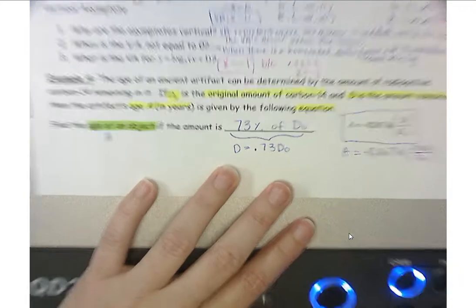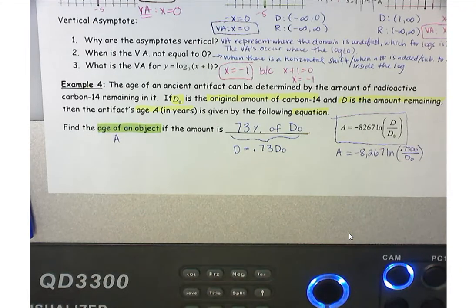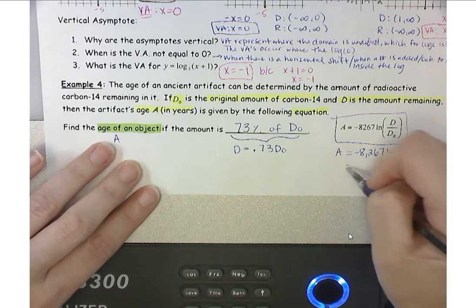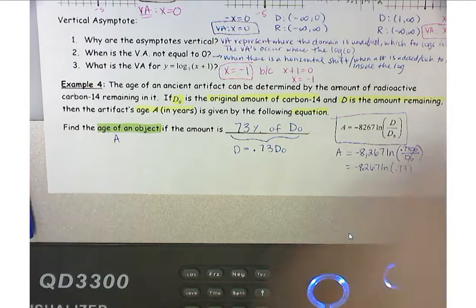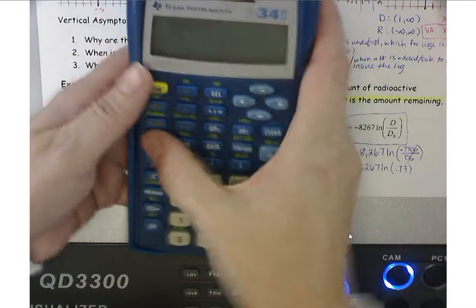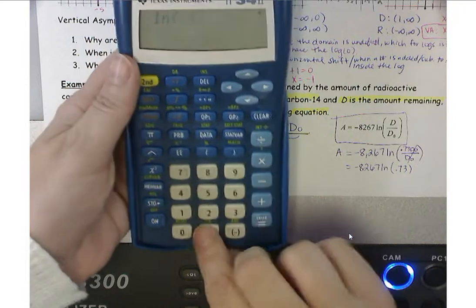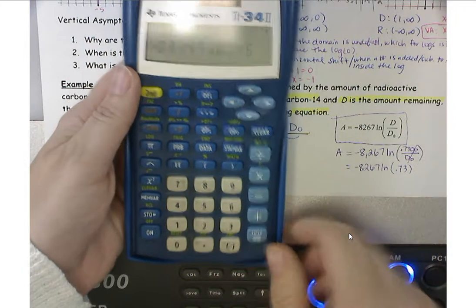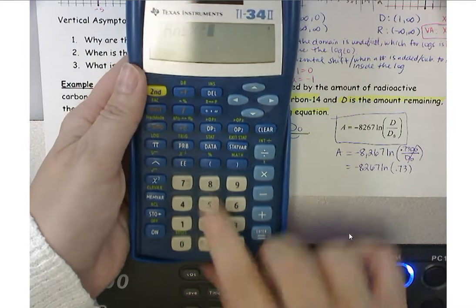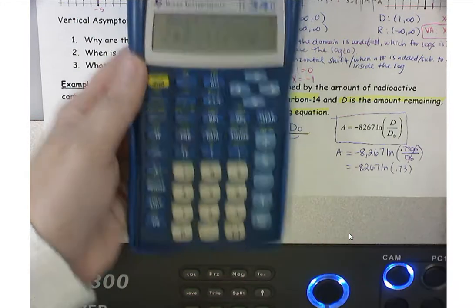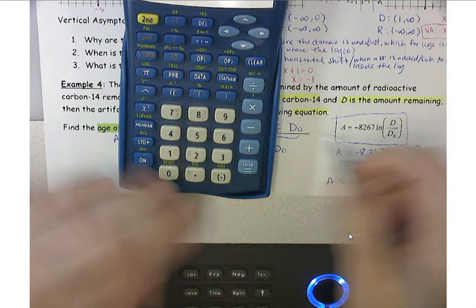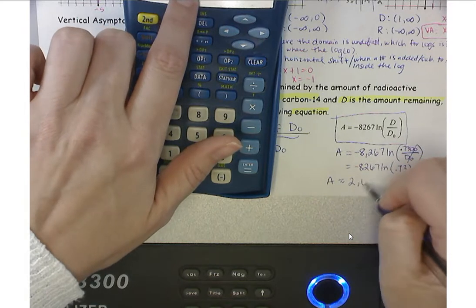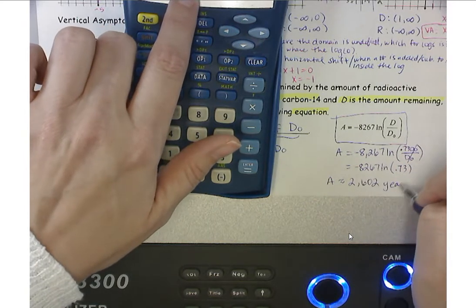And then what happens inside my parentheses? The D sub 0 cancels out. Yeah, so then all I have to calculate is the natural log of 0.73. Okay, and then remember we're finding this amount in years. So when I do my natural log of 0.73 multiplied by, I do have a negative 8267. This is approximately, we're just going to round, 2,602 years.